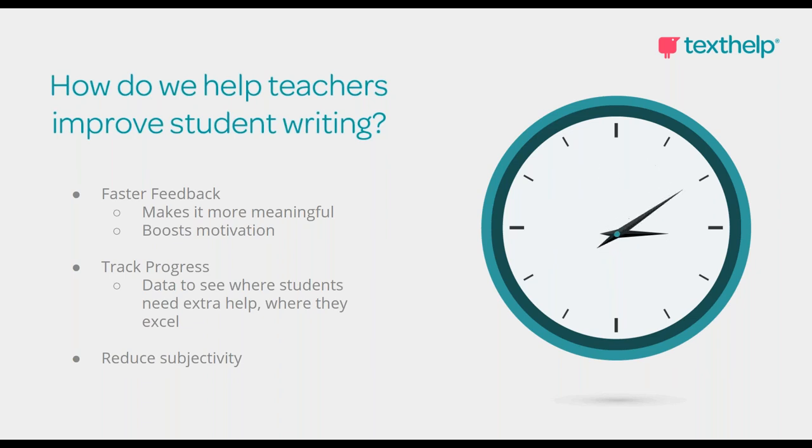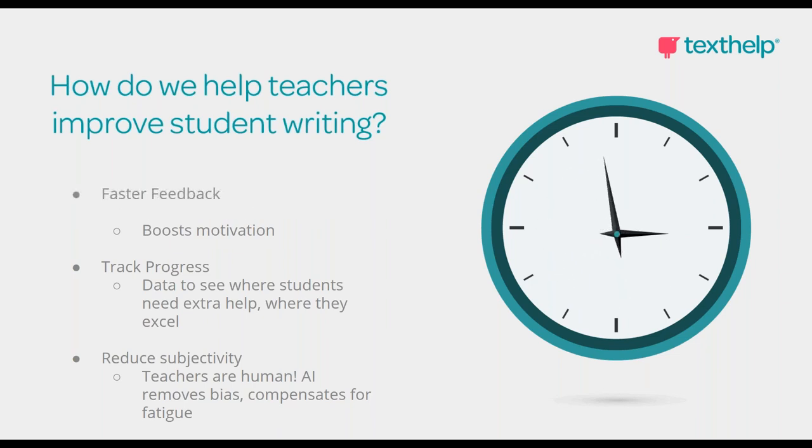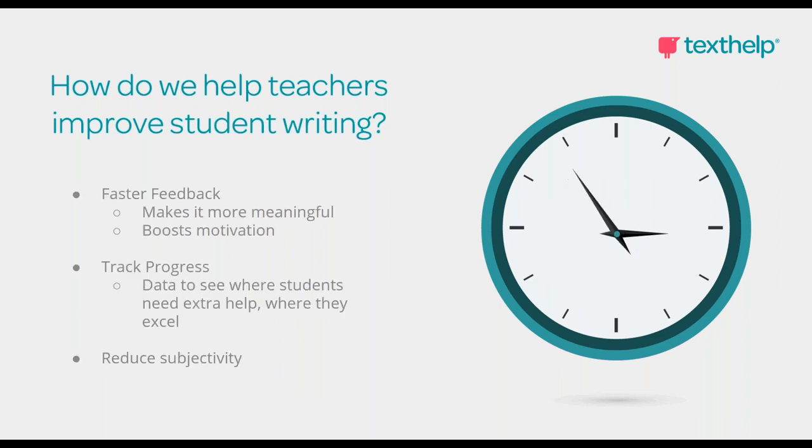We also want to reduce some of the subjectivity. Part of the subjectivity is because we're human. When we grade papers, we've got 100 papers to grade. And when you're on your 87th paper out of 100, and you've read the same thing about To Kill a Mockingbird 4,700 times, you miss some stuff. AI can remove some of the bias, it can compensate for some fatigue, and make the whole thing a little bit less subjective.